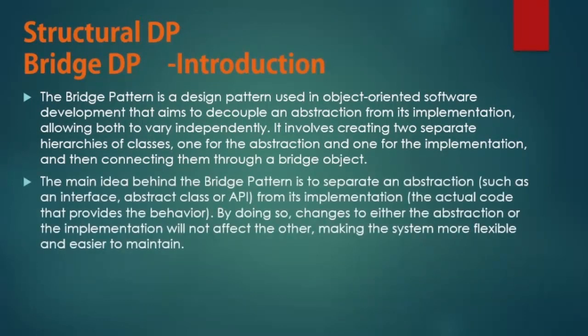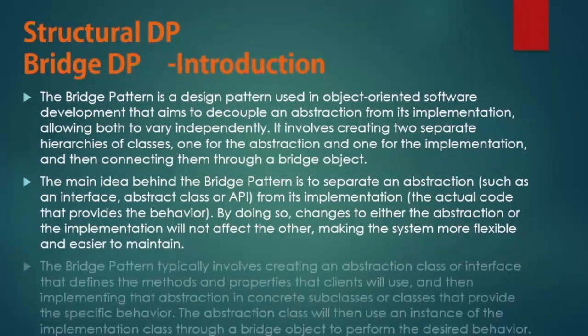The main objective behind the bridge pattern is to separate an abstraction, such as an interface, abstract class, or API, from its implementation, the actual code that provides the behavior. By doing so, changes to either the abstraction or the implementation will not affect the other, making the system more flexible and easier to maintain.